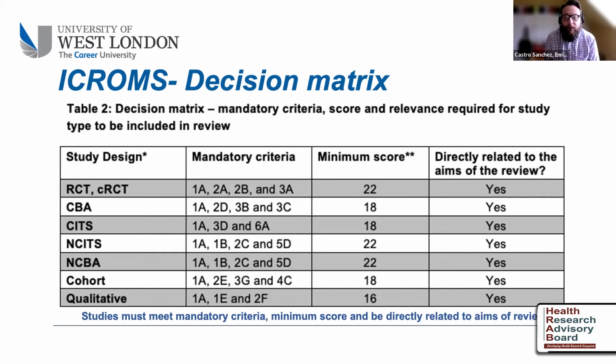And if you were doing a review, you would first of all evaluate if the paper is directly related to the aims of your review. So if you were reviewing the effectiveness of an intervention to improve hand hygiene, for example, you would only include papers which were focused on that particular aim. That kind of makes sense.